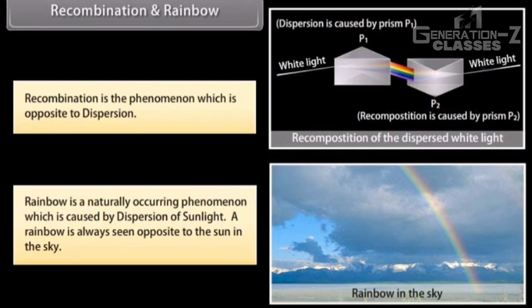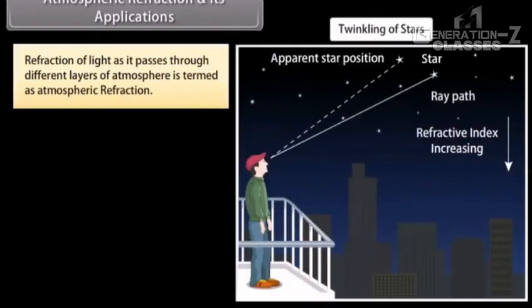Water drops refract, disperse, and then internally reflect the sunlight to give the rainbow. Atmospheric refraction and its applications. Our atmosphere is not uniformly dense at any local place. Depending on the local condition, it may have hot and cool air near the ground. Hot air is lighter than cooler air and hence has lesser refractive index than cooler air.